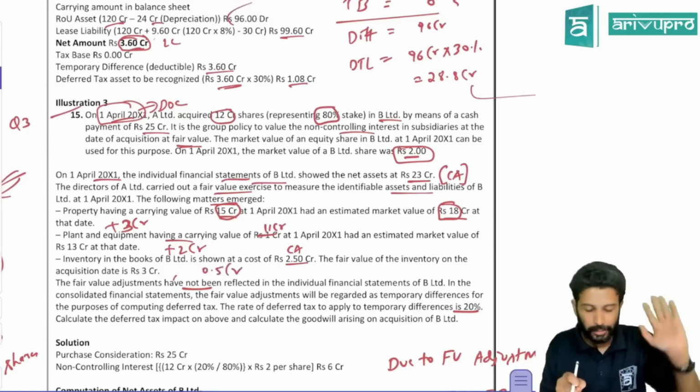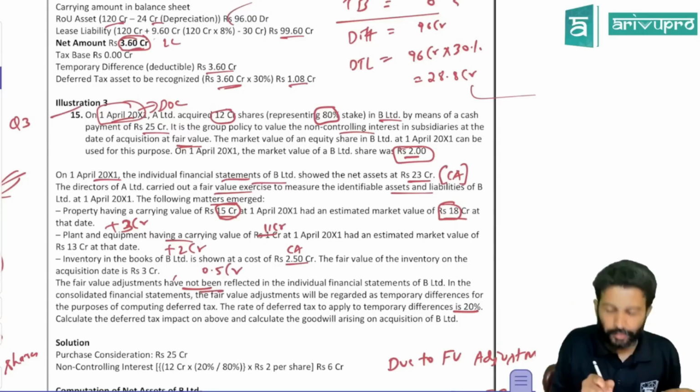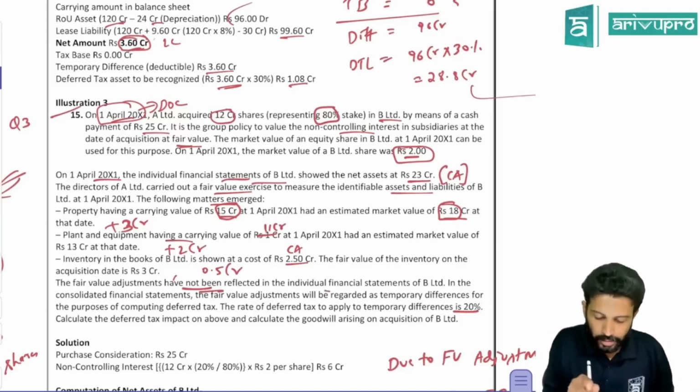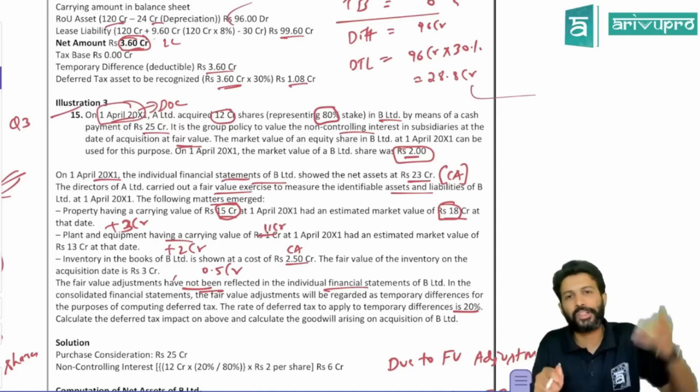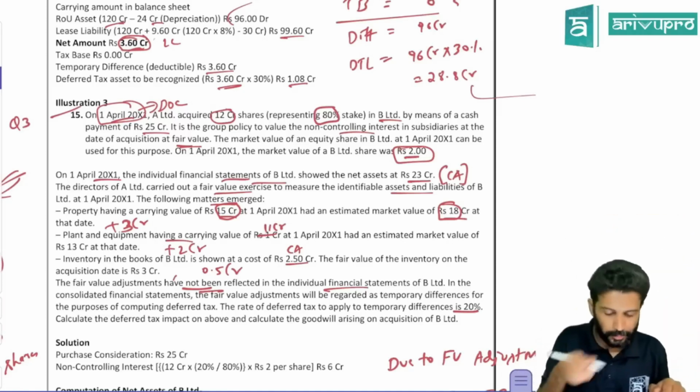So all assets only, no liabilities. Yes. These fair value adjustments have not yet been reflected in the individual financial statements. In individual financial statements, you don't have to do this, because fair value adjustments are to be done in consolidated financial statements, which we will do.